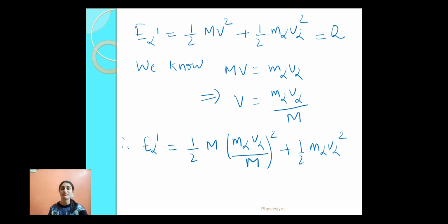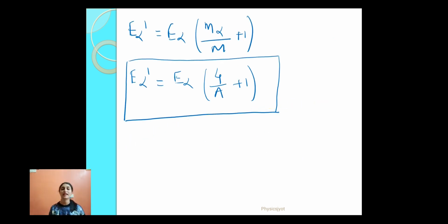So we will get E dash alpha equals half M V square, replaced by half M times m alpha v alpha upon M whole square, plus half m alpha v alpha square. If you take E alpha common, we will get E dash alpha equals E alpha into m alpha upon M plus 1. We know that the mass number of the alpha particle is 4, and capital M will be the atomic mass number of the product nucleus. So we have E dash alpha equals E alpha into 4 upon A plus 1. This formula is very, very important. It will be required while solving problems based on the decay scheme and all.